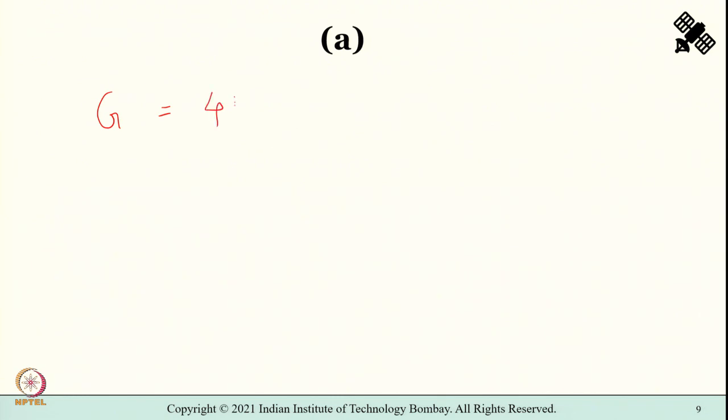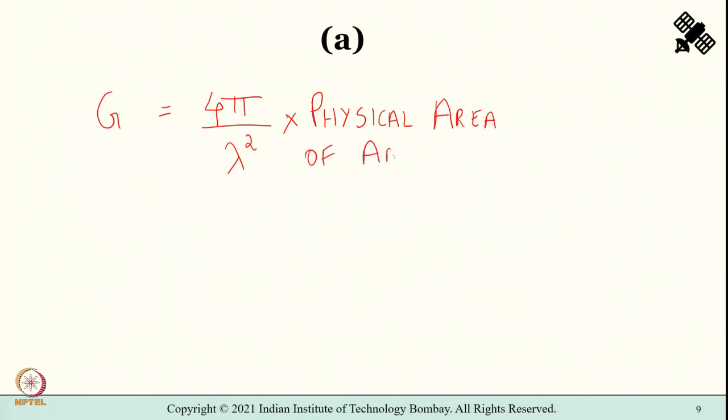Okay? Now, we also discussed that gain of an antenna can be written as 4 pi by lambda square, lambda being the wavelength, into physical area of antenna. Let us write that down. Physical area of antenna multiplied by antenna efficiency. Okay. So, we have 4 pi by lambda square into physical area of antenna into antenna efficiency. Are all the terms given in the question? Because we have seen range is given, frequency is given, which means lambda needs to be computed.